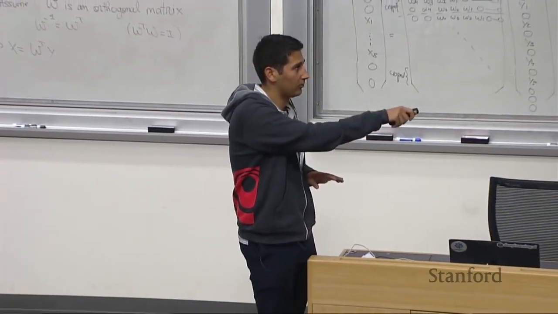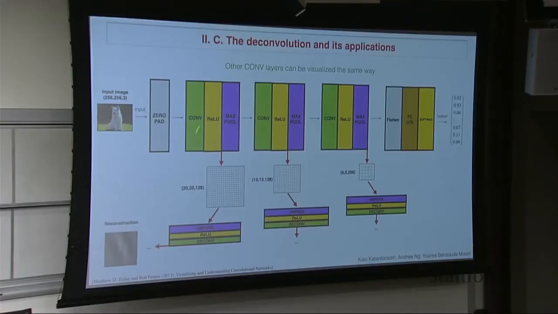So let's say we do it with the first block of conv-relu-max pool. I go here, I choose an activation, I find the maximum activation, I set all the others to 0, I unpool, relu, deconv, and I find out the reconstruction. This specific activation was looking at edges like that.